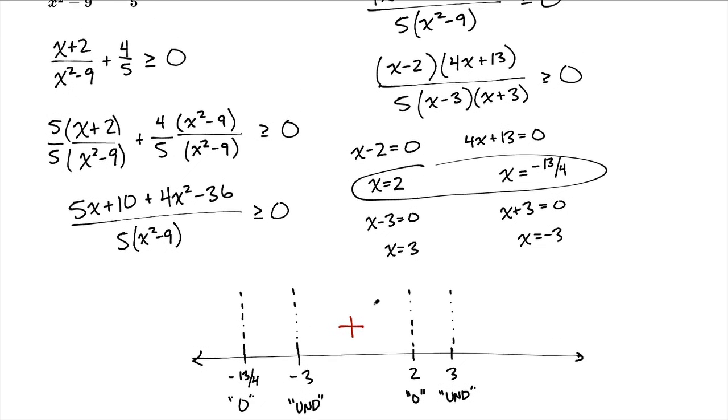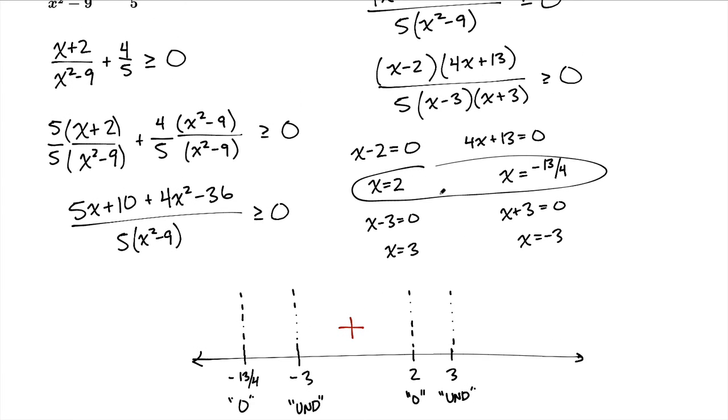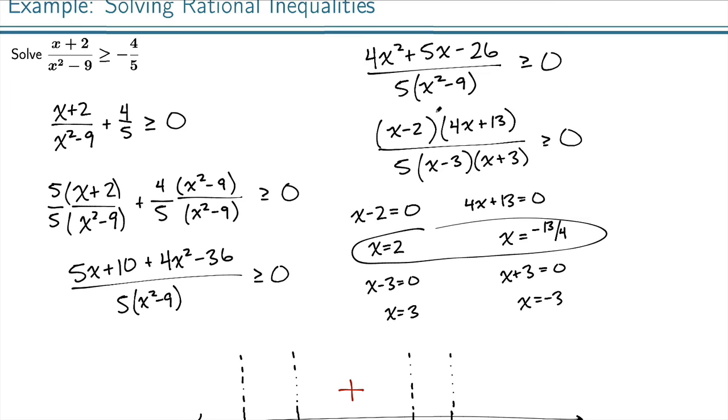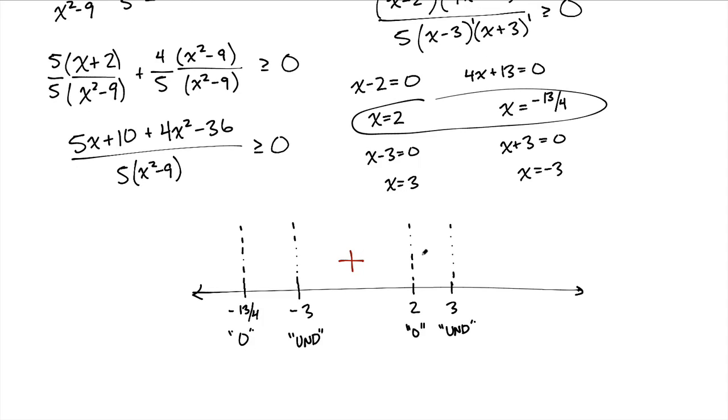And now, each one of these zeros, those all had exponents of 1. So an odd multiplicity means that as I cross over that, I change signs. So from positive, I change to negative, and from negative, I change back to positive. And here, moving to the left, from positive, I change to a negative, and from negative, I change to a positive.